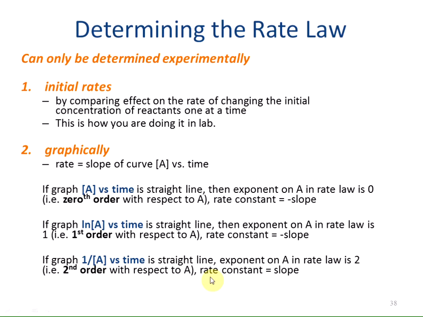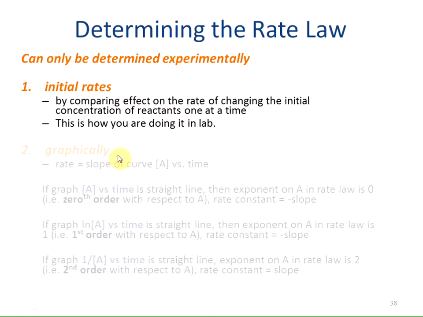Now the rate law, we said, can only be determined experimentally, either one of two ways. We can either look at the initial rates or determine it graphically. So we're going to start by looking at initial rates. So in the initial rates method, we're comparing the effect on the rate by changing the initial concentration of reactants one at a time. And this is what we're actually going to be doing in lab.